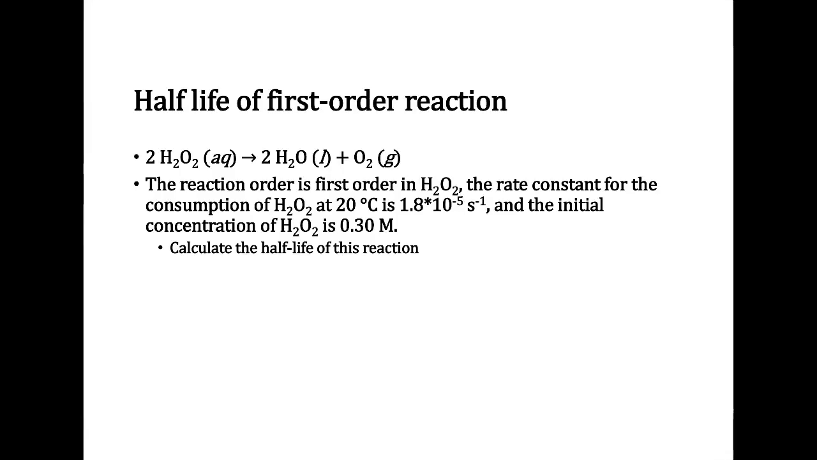So if we want to find the half-life for the reaction we've been looking at, which is the decomposition of hydrogen peroxide, there's a couple different ways you can do it. If you remember the half-life equation, you can use that. You can say, well, t sub half is equal to 0.693 over k.